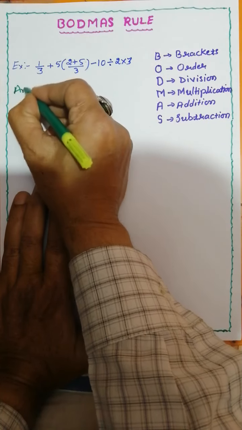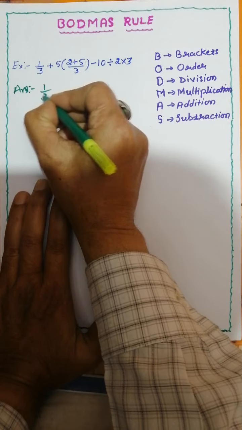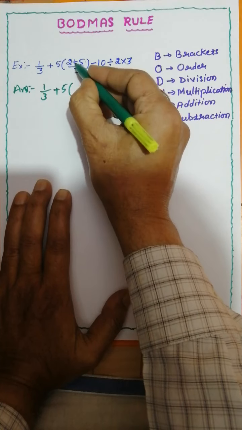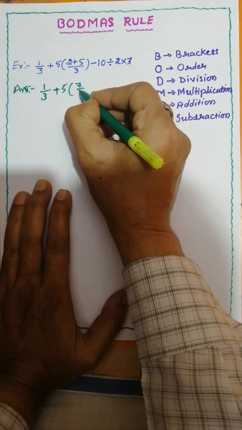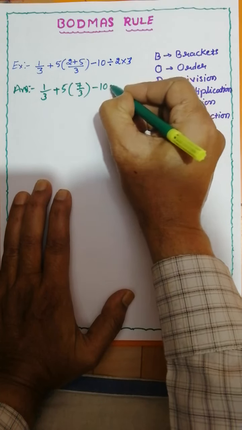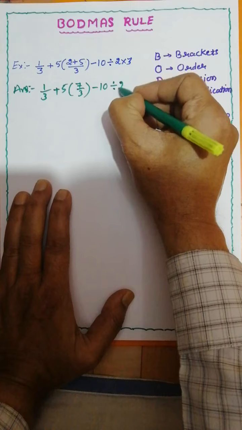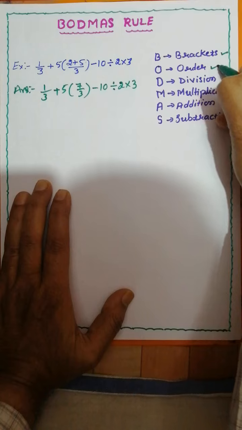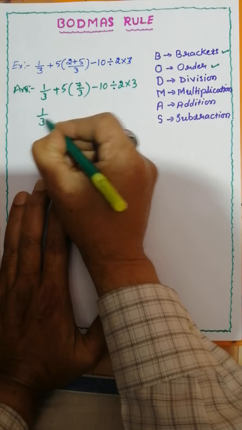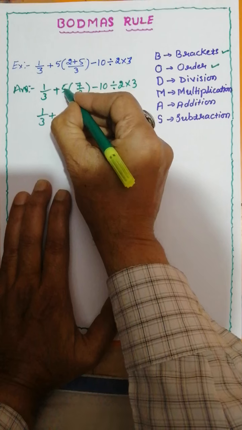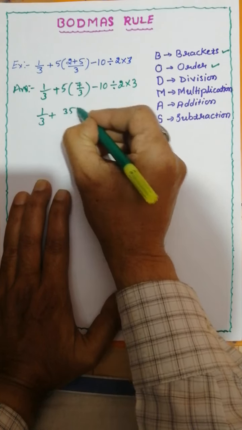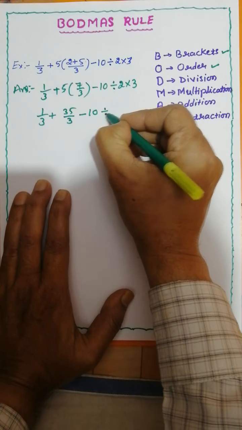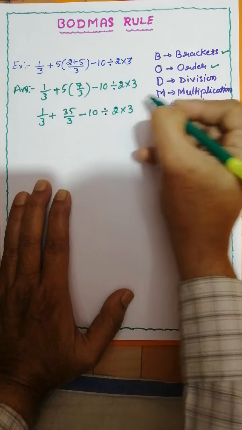1 by 3 plus 5 into bracket 2 plus 5 7 by 3 minus 10 divided by 2 into 3. Second step, bracket is over. Second step, 1 by 3, order is 5 into this. 5 7s are 35, by 3 minus 10 divided by 2 into 3.